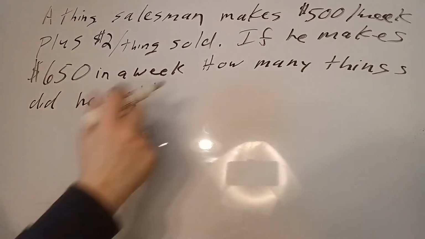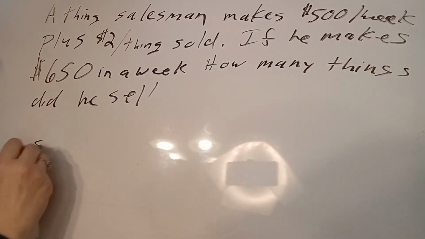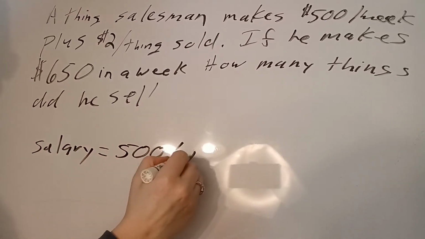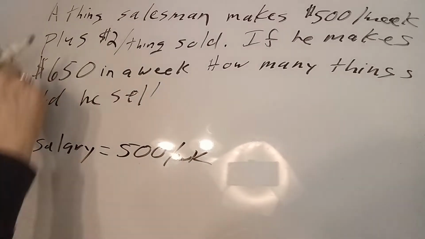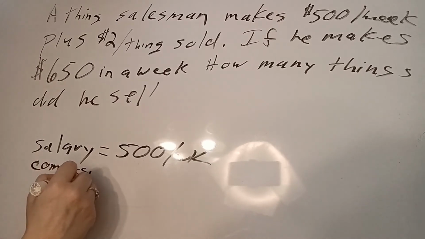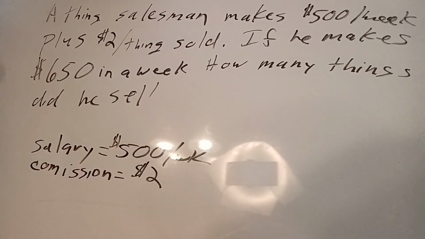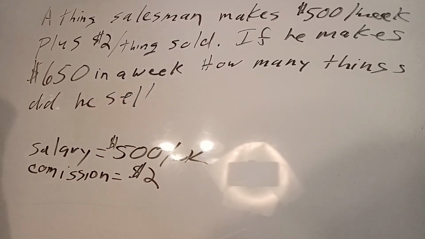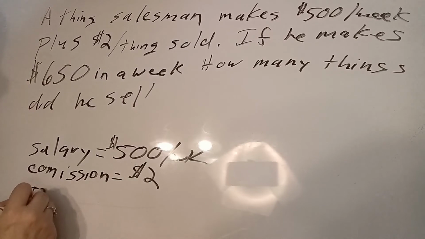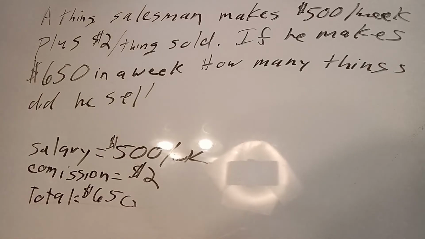A thing salesman makes $500 in a week, which is going to be your salary, right? It's a flat number. Okay, plus $2 per thing sold. That's a commission. If he makes $650 in a week, so this is total, how many things did he sell?